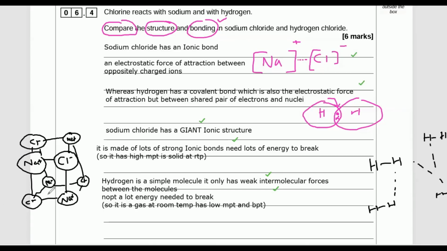That is a giant ionic structure. If you want to turn this into a gas or a liquid, you have to break every single one of these strong ionic bonds. When you want to turn hydrogen into a gas or a liquid, you do not break the covalent bonds. You just separate the molecules by breaking these weak intermolecular forces. And here we go. That's 6 marks.